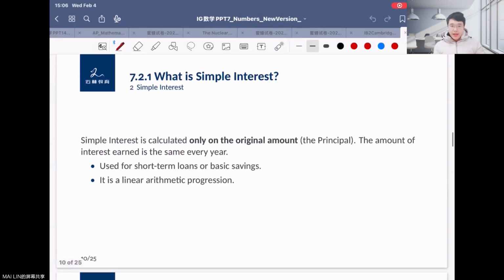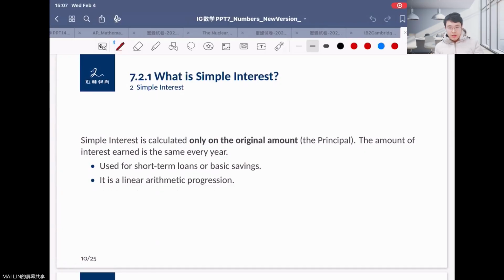Okay, so here you can find in this slide we said simple interest is calculated only on the original amount. Maybe if you are a rich person and you just deposited your money into your account, you wish you have some interest, and maybe the bank manager will tell you, oh, here we have a product and it will give you simple interest. So that means you have a constant value of interest for every year or every month, or maybe in some countries even every day.